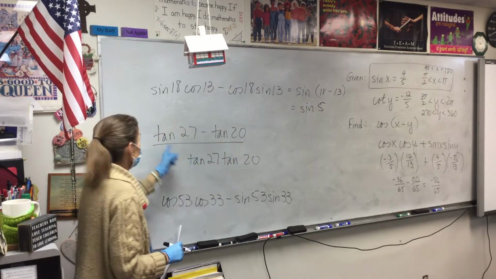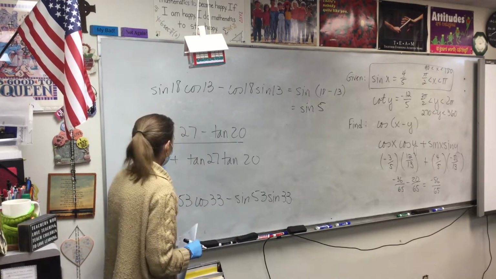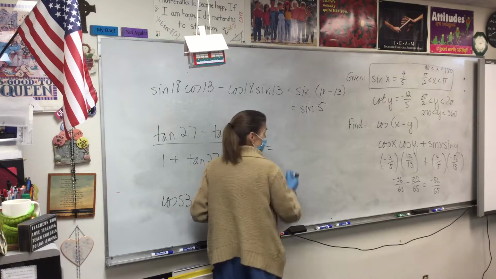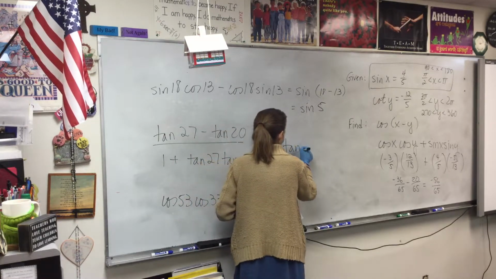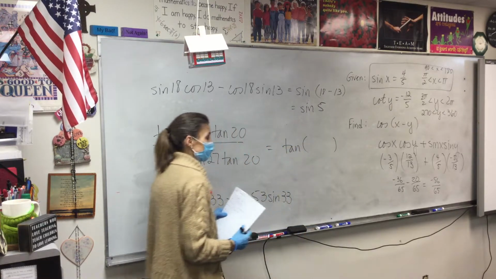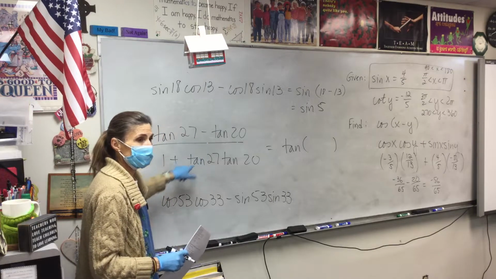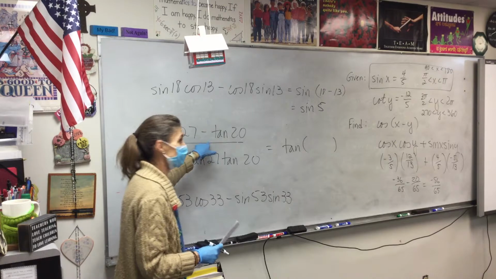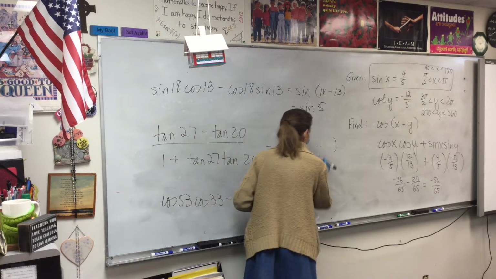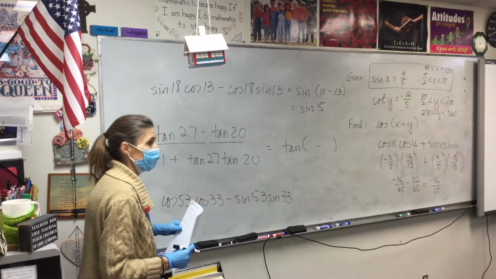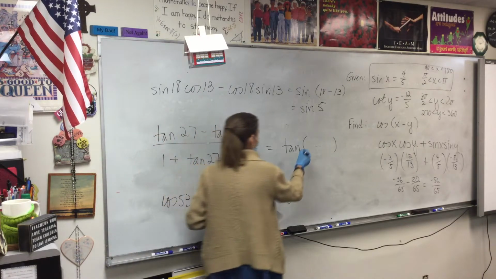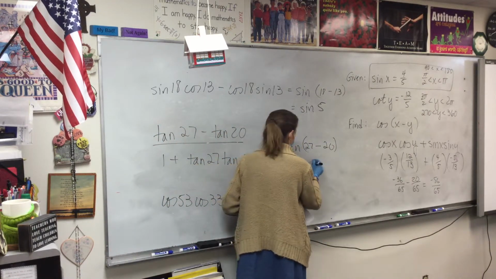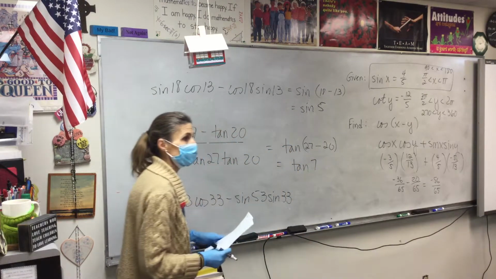Forget the numbers. Tan minus tan over 1 plus tan tan. Well, what function is that? That's a tangent formula. Now, minus over plus. It'd be minus. The signs are the same for the tangent, so that's a minus. It's another minus. 27 and 20. So this is a formula for the tangent of 7. 27 minus 20.